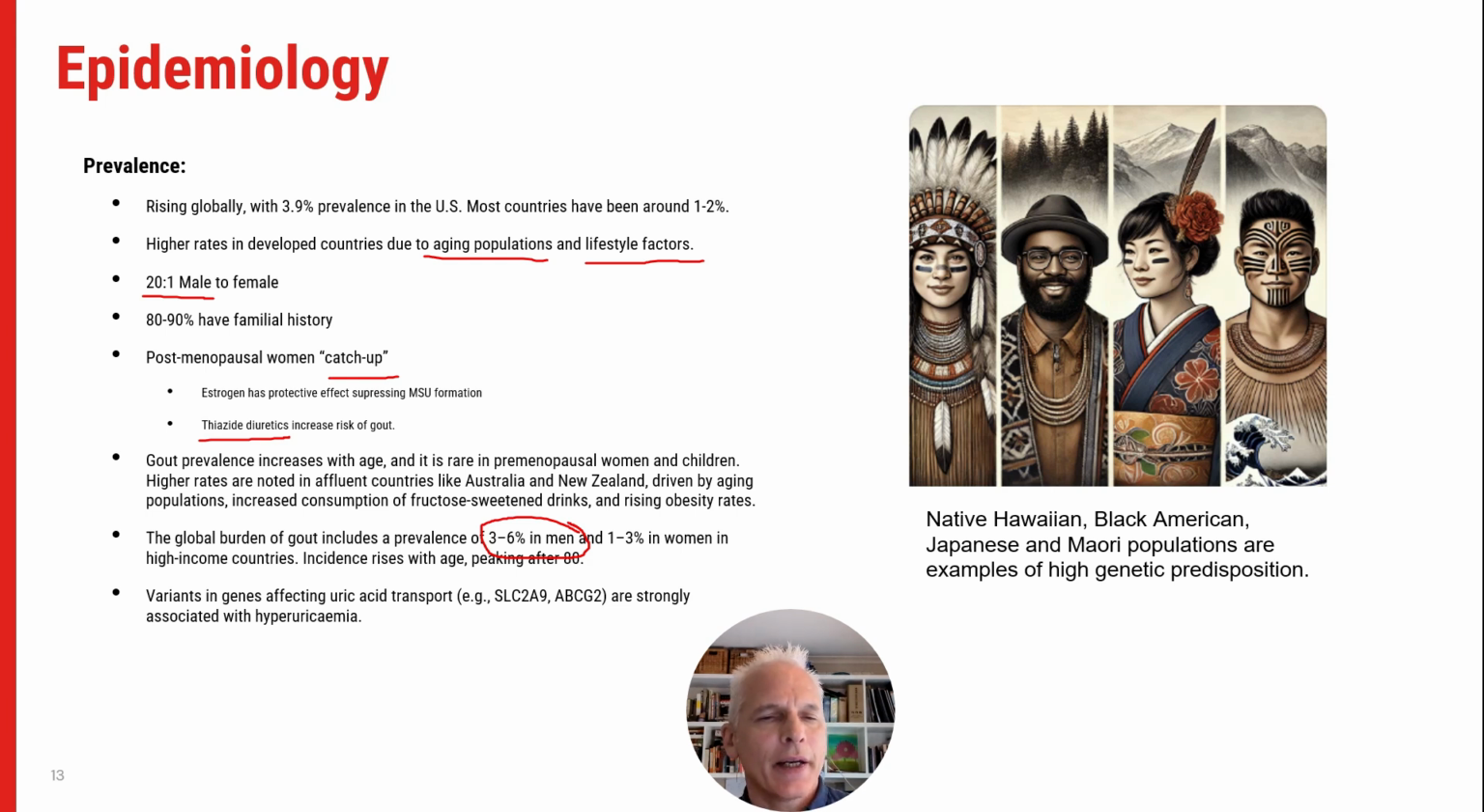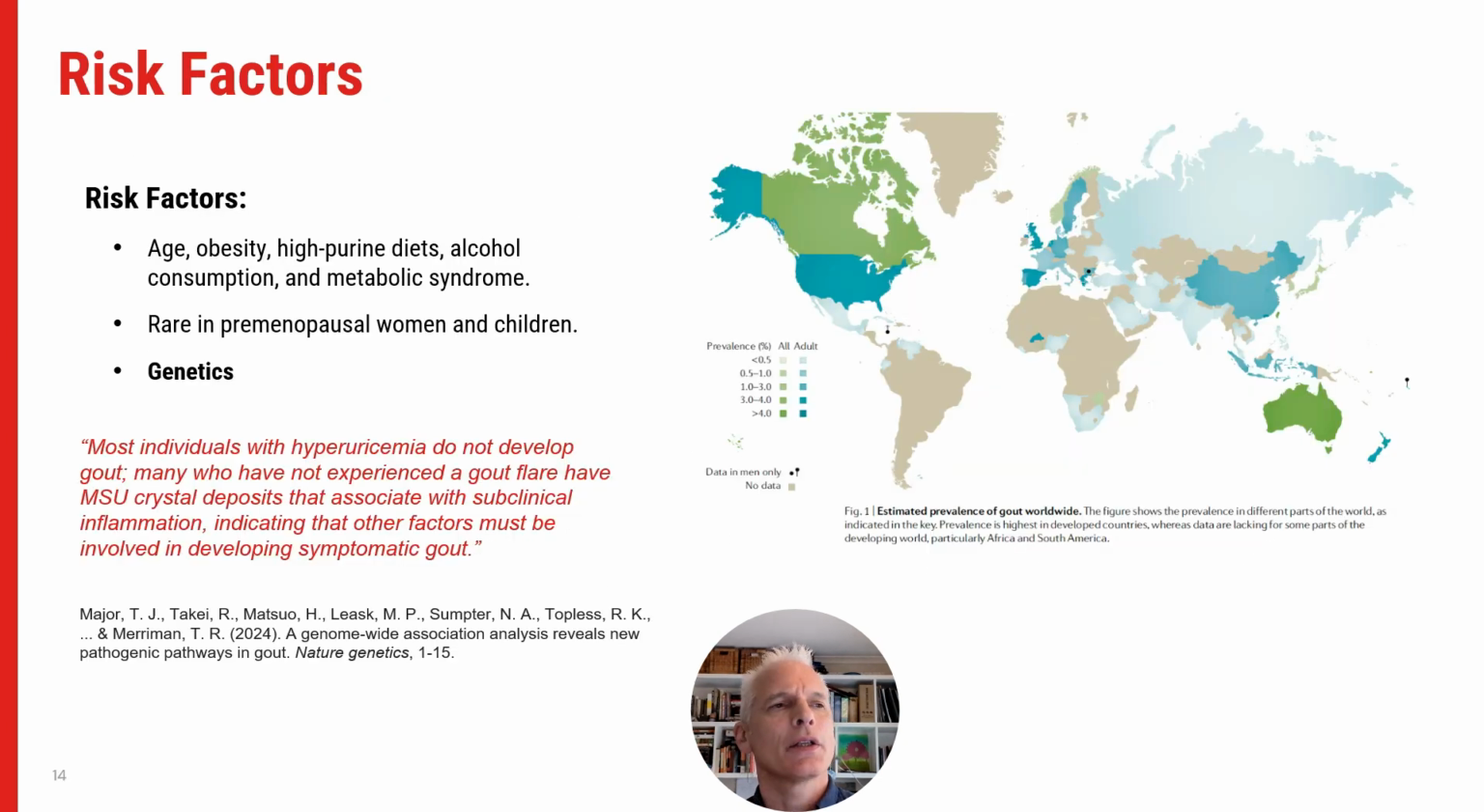In addition to that, we do know that certain populations have higher rates of gout, and they are the native Hawaiians, Black Americans, Japanese, and Maori populations. And we know that there is a strong reason for this because of the genes that they have inherited. So the risk factors for gout, as we've said, age, definitely, obesity, we've talked about, high purine diets, partly, alcohol consumption, partly, and metabolic syndrome, partly, but it is rare in premenopausal women and children, of course. So most individuals with hyperuricemia do not develop gout.